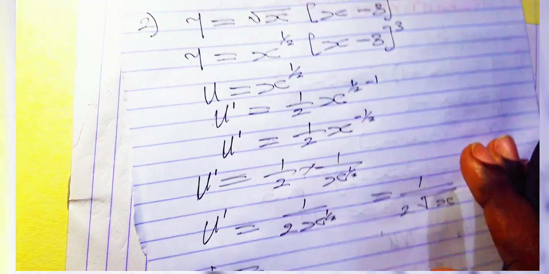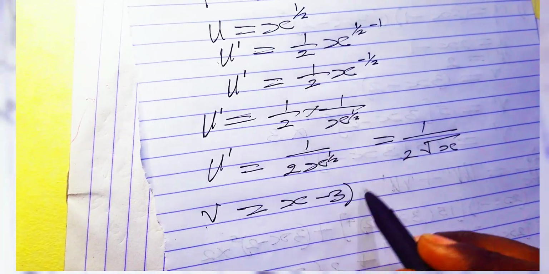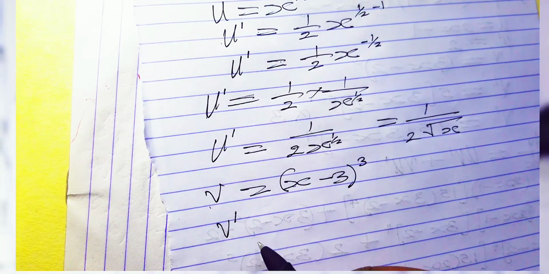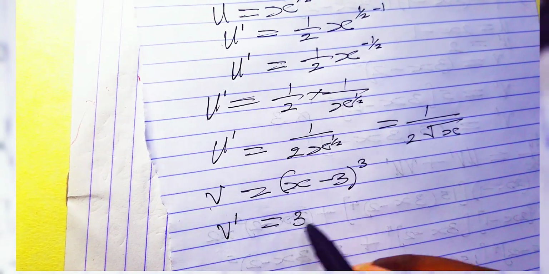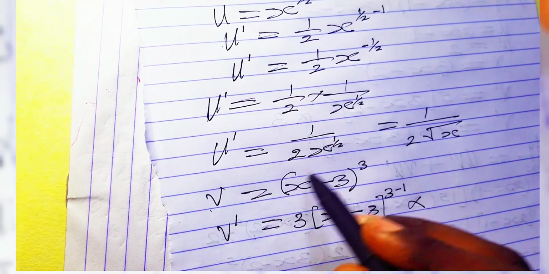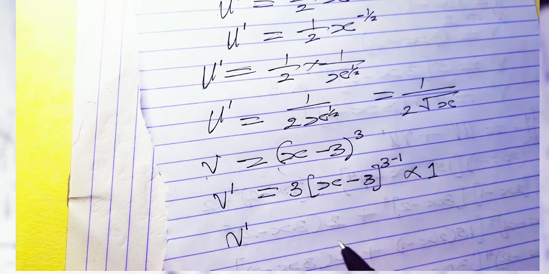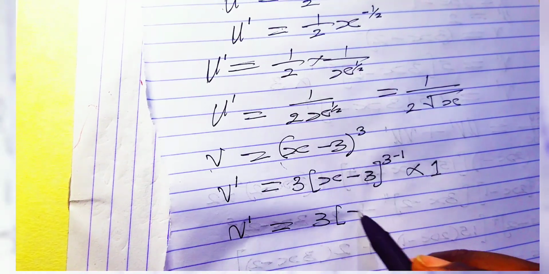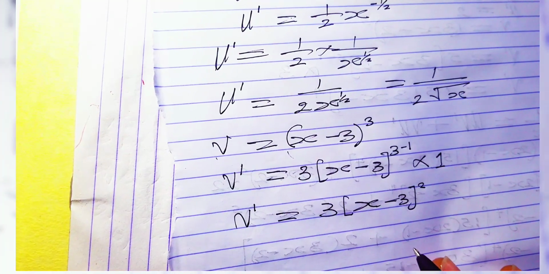And then our v, of course, our v is x minus 3 raised to the power 3. So v is x minus 3 raised to the power of 3. So v prime, we need to use chain rule, and chain rule is this, 3 multiplied by x minus 3 raised to the power 3 minus 1, and then multiplied by the differential value of x, and that is 1 times 1. So eventually we have v prime to be equal to 3 in the bracket x minus 3 raised to the power of 2.